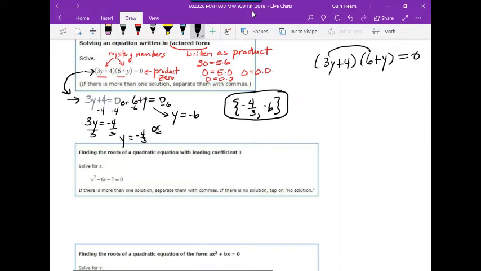If you FOIL that out, which we would never do to solve the problem because that would just give us more work than separating it into two separate factors that equal 0. But if we were to multiply it out, what would it look like?